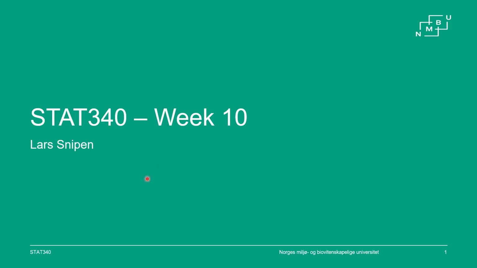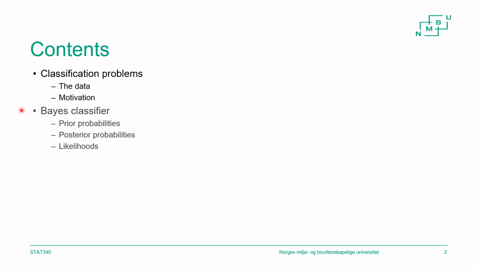STAT340 Week 10. So let's look at the content this week. We are now turning to classification problems. We have to say a little bit of that also in STAT340 and how the data look like mostly. Then a few words about what is known as the Bayes classifier or Bayes rule for classification, because this is sort of a fundament for the method we are talking about today.